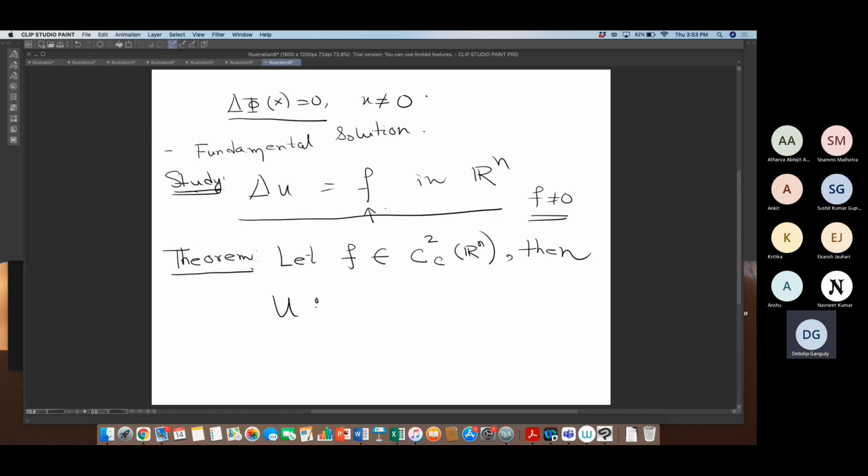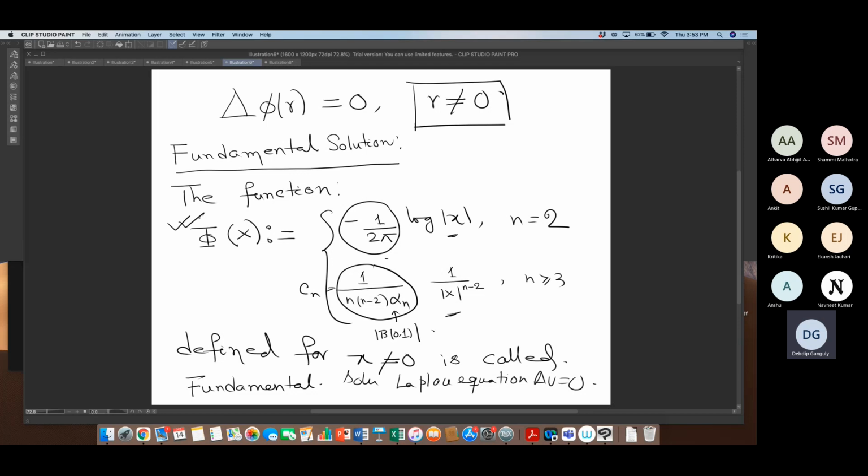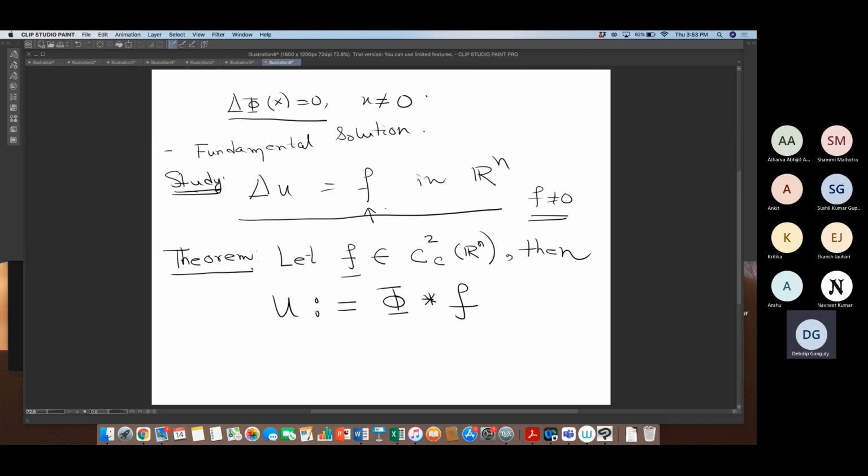I define a function. How do I define it? Phi convolved with f. What is this phi? Phi is the fundamental solution. This is your phi for n equal to 2, and this is your phi for n equal to 3. I convolve it with the given f. Then this is a C2 function on Rn, and this is very important: it solves this equation.